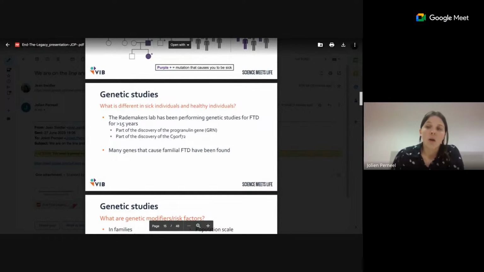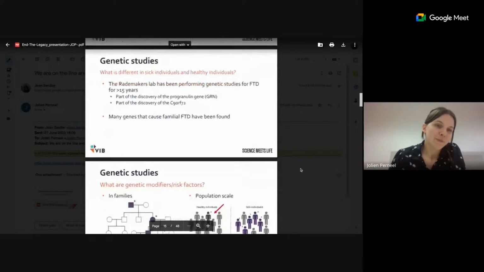In fact, our lab has been performing these studies for FTD for over 15 years, so long before I joined. And it has been a part of the discovery of both progranulin and the C9orf72 gene mutation. Many genes that cause familial FTD have been found, which does not mean that it stops there.